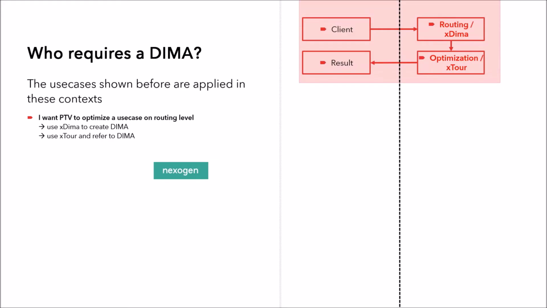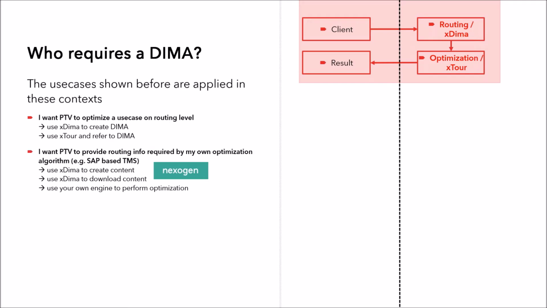In this case, your application could use Dima to create a distance matrix or a table on the server, and then you consume a distance matrix ID and provide it as a parameter for the succeeding xtour plan tours call afterwards. So the client finally gets the optimal result based on PTV's high quality routing mechanisms. This is applying if PTV routing model is valid for you, and also if our understanding of optimization matches your functional or, let's say, business requirements.